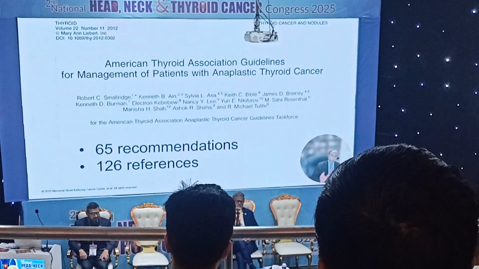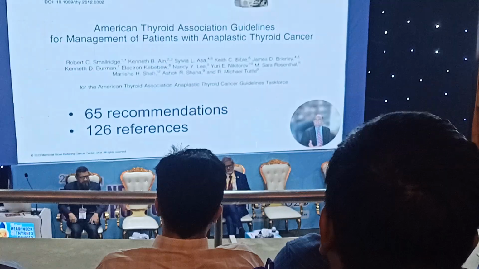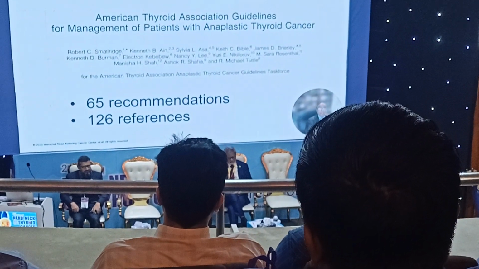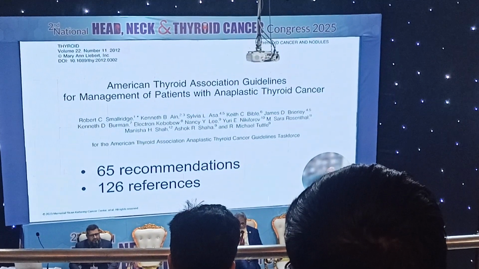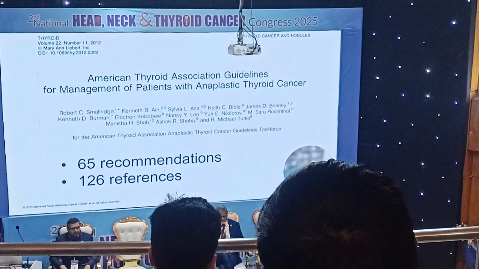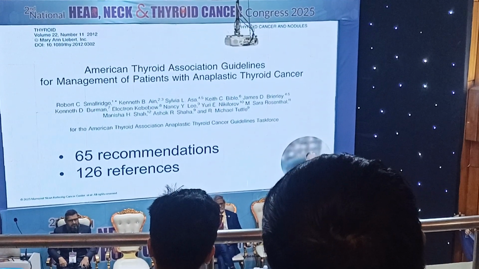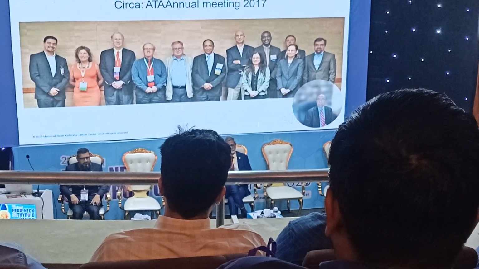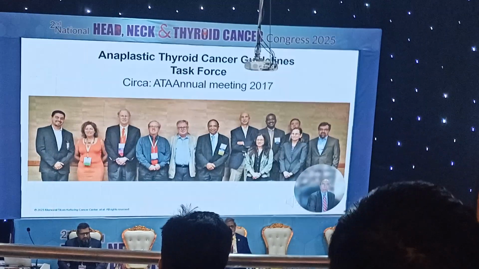Now, it is interesting to understand the development of the guidelines by the American Thyroid Association. This was the paper that was published in 2012. I happened to be one of the co-authors. There were 65 recommendations with 126 references. This changed quite a bit between 2017 and 2021, and you can see here the second task force by the American Thyroid Association.